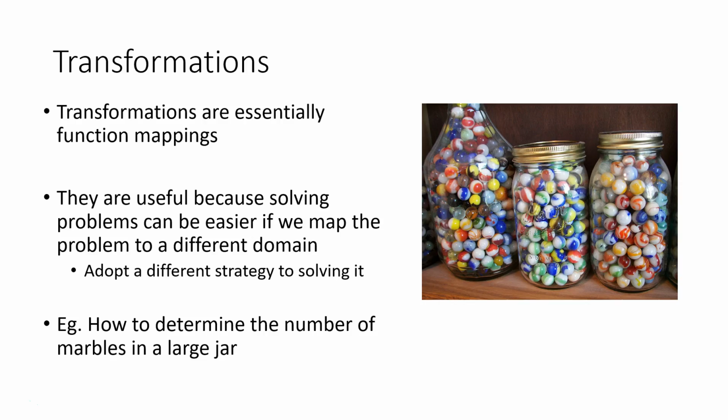So let's take the example of determining the number of marbles in a jar. What we're going to do is look at different ways we could solve this. We're going to transform the problem into different domains. And this is essentially what transformations are. They're function mappings. And as you'll see, they'll be useful because solving the problem in one domain or the next could make it easier.